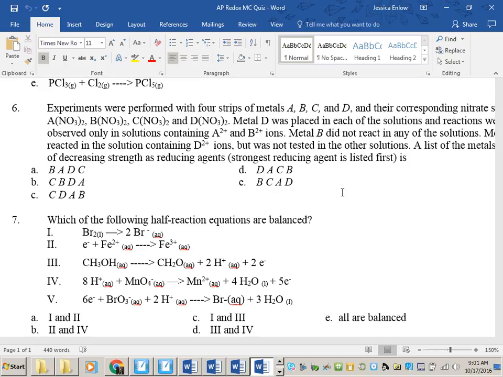Well, I will start you off, people. Okay, we have solid metals A, B, C, and D, and their nitrate solutions. Metal D was placed in each of the solutions, and the observation of a reaction only occurred with A and B. So write down this thought process with me with like a little helpful guide. So D reacted with A2 plus. Okay, that one reacted. D reacted with B2 plus. That one reacted. Okay, so we know those reacted.